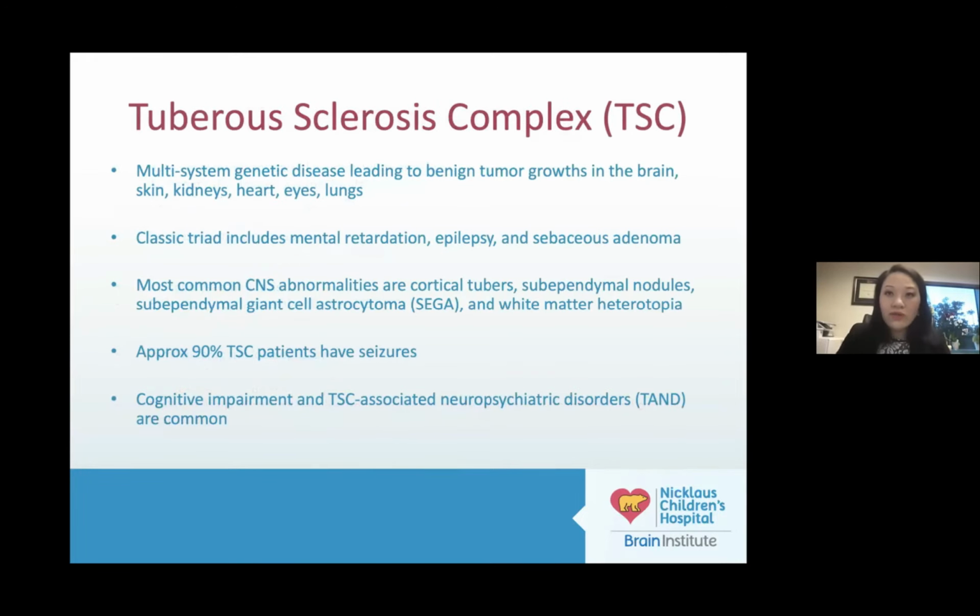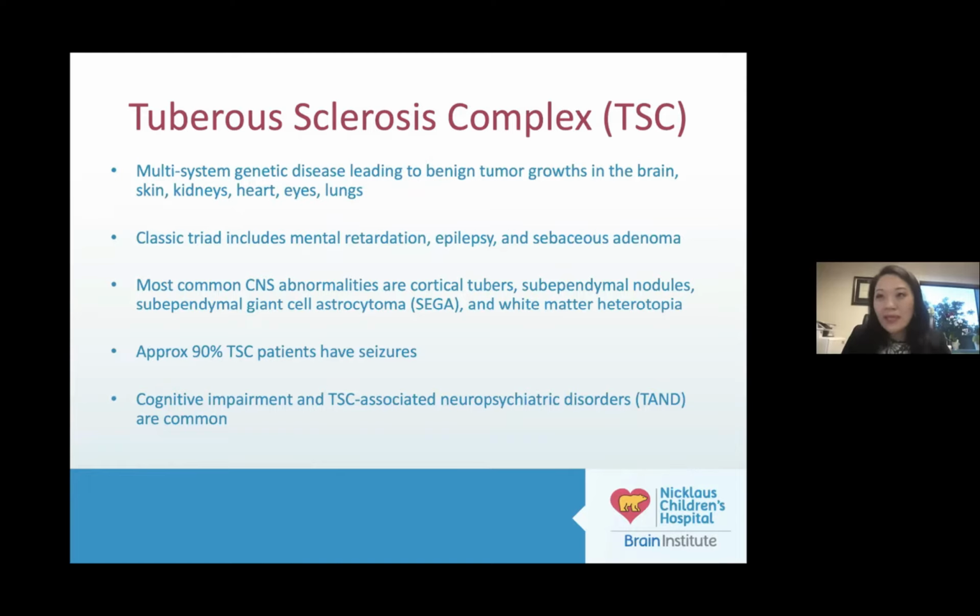So starting off with TSC, or Tuberous Sclerosis Complex, it's a multi-system genetic disease leading to benign growths in the brain, skin, kidneys, heart, eyes, and lungs. And it was initially recognized in the early 1900s, and a classic triad was established by Vogt back in 1905, I believe. It includes a triad of mental retardation, epilepsy, and sebaceous adenoma.